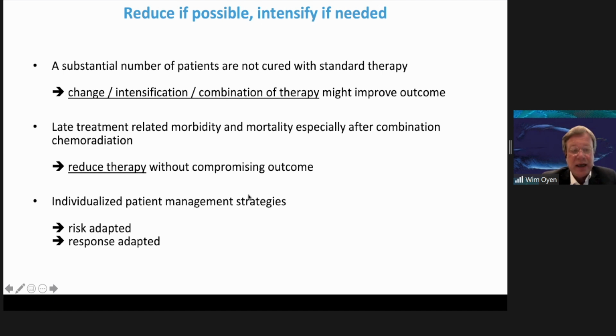And obviously, we want to arrive at individualized patient management strategies, which are risk adapted and response adapted.